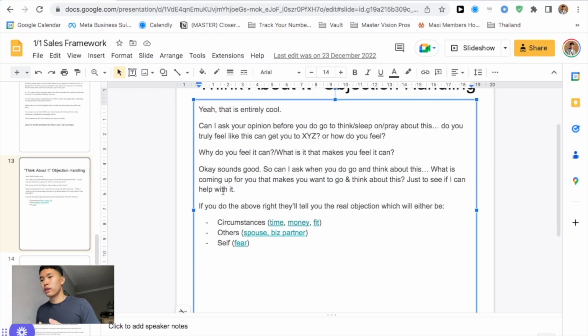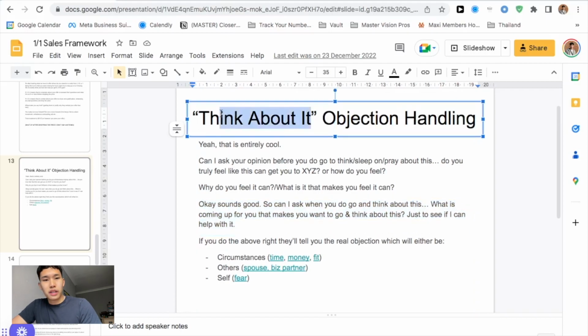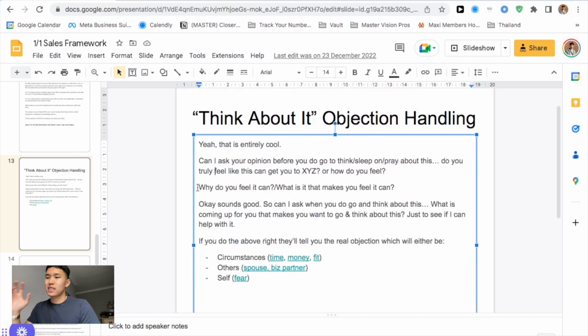Again, they're buying more and more into you. So then you say, okay, sounds good. Can I ask, when you do go and think about this, what's coming up for you that makes you want to go and think about it, just to see if I can help with it? And now they can't say I need to think about it again, because you just asked them to clarify exactly what they need to think about. And you've also isolated that they're bought into the program. If they said no, then you need to do some work there. But if they said yes, okay, cool. They're bought into the program.